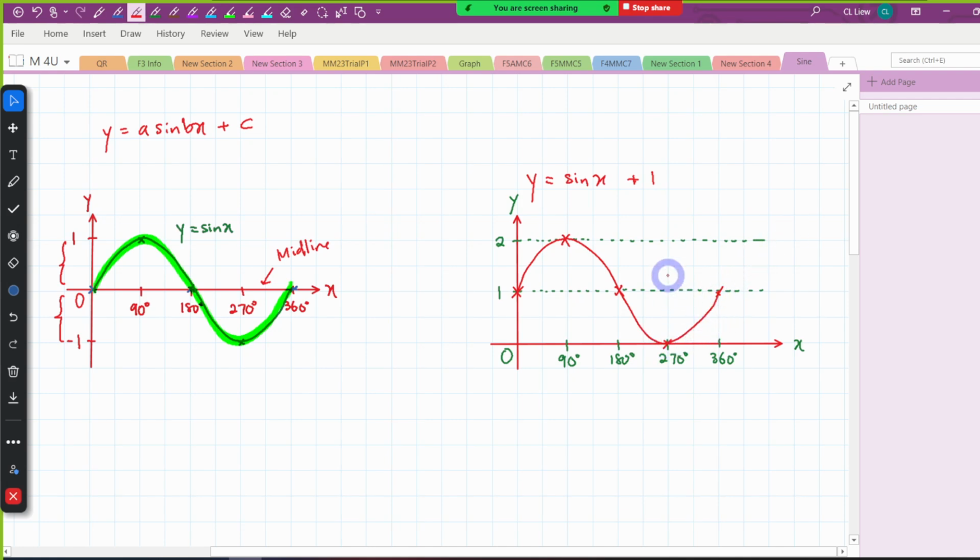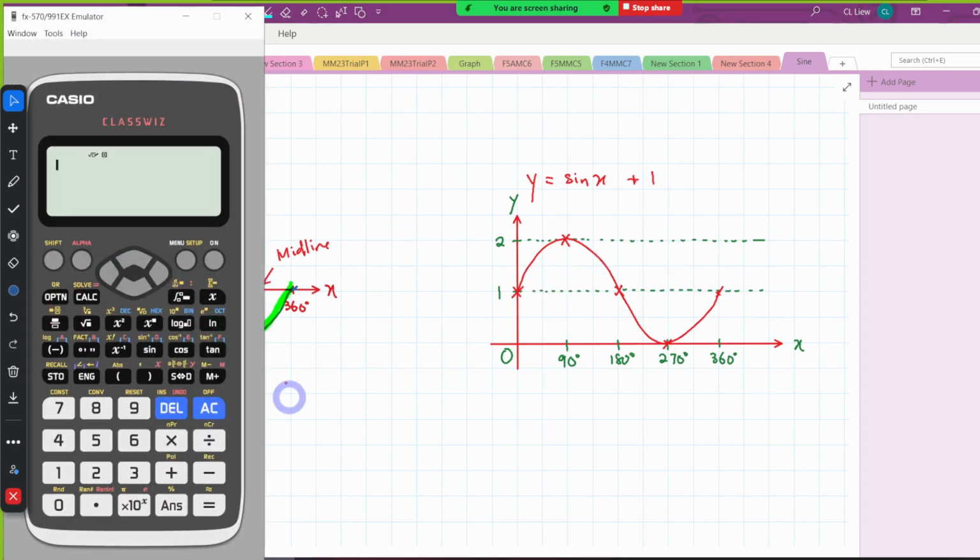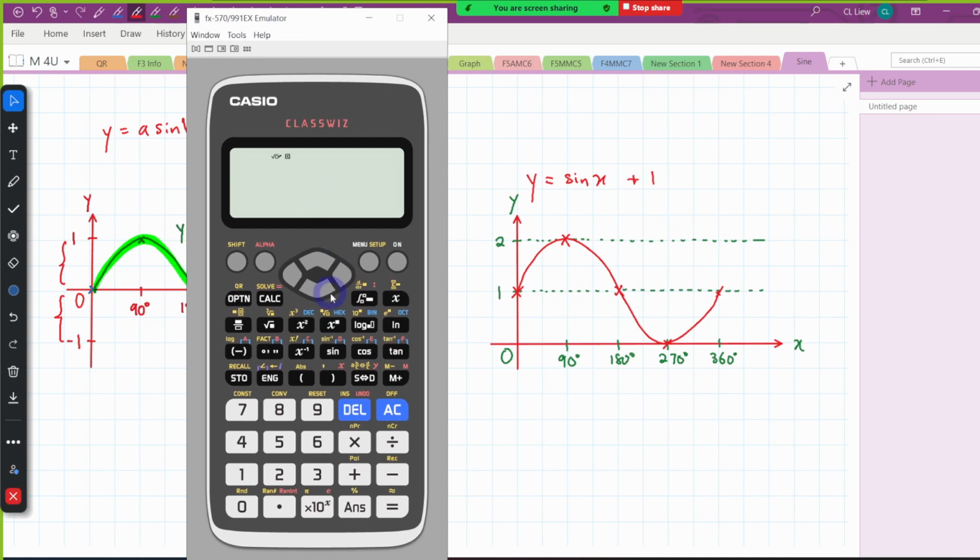Okay, this is a way how we sketch a sine graph. Let's say you are not sure whether the graph is correct or not. You can always use your calculator to help you check it. Just key in sine x plus 1 and press calculate, press 0. You get 1, press calculate again, press 90.